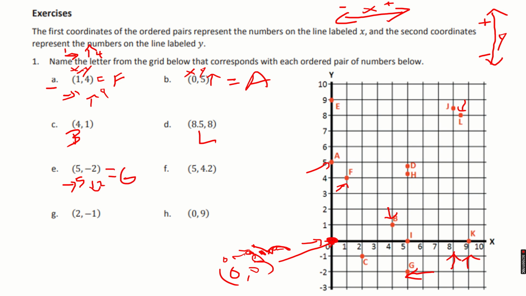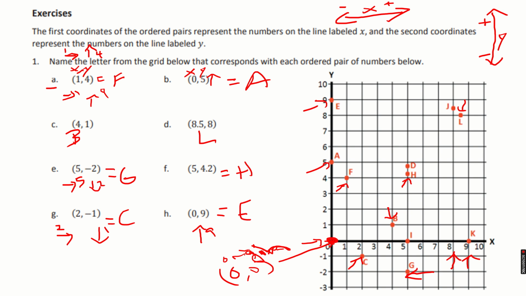5, 4.2 means I'm going over 5 and then up 4 and a little more. 4.2 is less than half, so it should be H. 2, -1 means over 2 and down 1, so over 2 to the right and down 1, and that's letter C as in cat. And H is 0, 9, means from the center point I don't move at all left or right, I only move up 9 spaces, and that would be E right there.